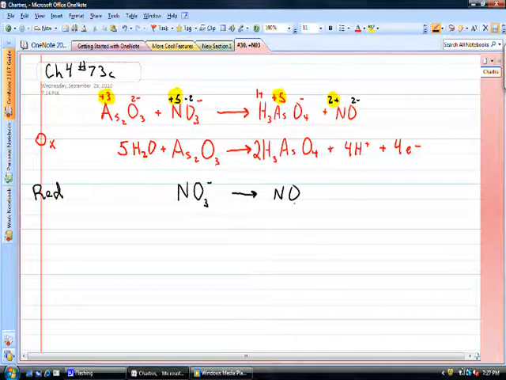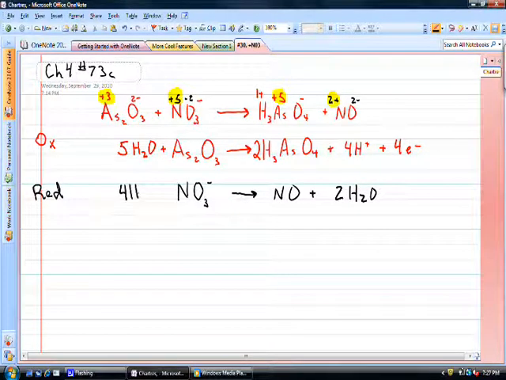The nitrogens are balanced. We're going to balance the oxygens by adding water. So to get that, we need to add 2 water. That gives us 3 oxygens on each side of the equation. Now we have 4 hydrogens here. So to balance the hydrogens, we have to add 4 hydrogen ions to this side. So the hydrogens are balanced, the oxygens are balanced. Now we have to balance the charge by adding electrons.